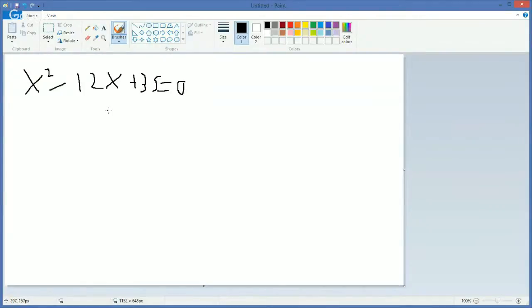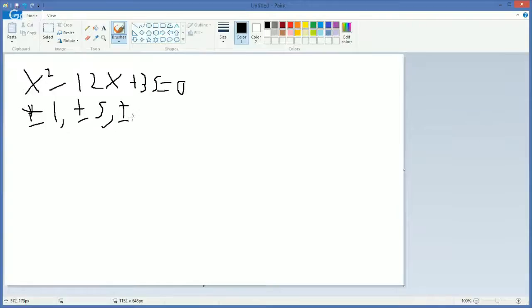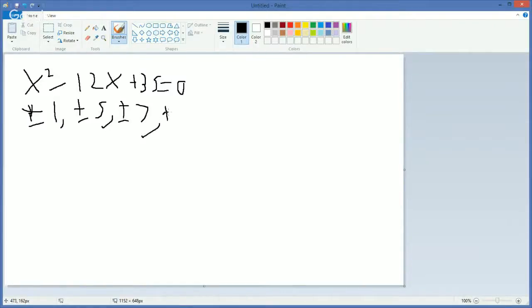Okay, so the first thing that you're going to want to do is find all of the common factors for 35. So that's going to be plus minus 1, comma, plus minus 5, comma, plus minus 7, and comma, plus minus 35.